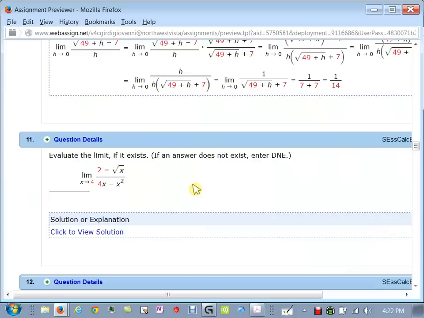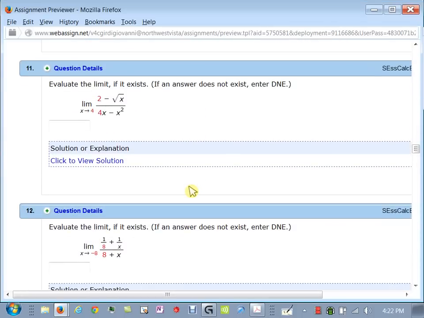Okay, number 11. Ooh, this is a nice one too. Let's let x go to 4 here, see what happens. 2 minus, let's see, square root of 4 is 2. So 2 minus 2 is 0. 4 times 4 is 16 minus 16. So 0, 0. We've got the form we want.